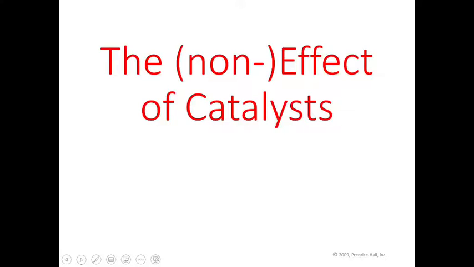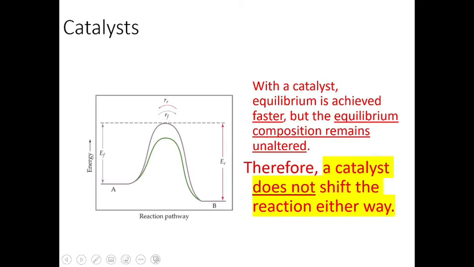So just like on that last one, there was that one question where the answer was no effect, where they had to throw us a curveball and make us overthink it. Sometimes they'll have a question that is about a catalyst. So with a catalyst, equilibrium is achieved faster because it does speed up the reaction, but the equilibrium concentration remains unaltered. So therefore, it does not shift the reaction either way because it's helping the forward reaction and the backward reaction get there faster, but it helps both sides.